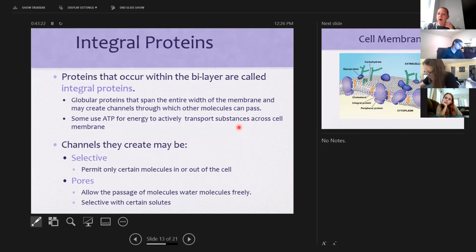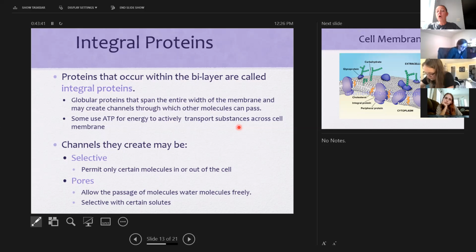Because they may be allowing water-based molecules to move across the membrane, they're going to need energy to do that. You need energy to move water through fat. So these integral proteins help to move water-based molecules, and they do use energy.